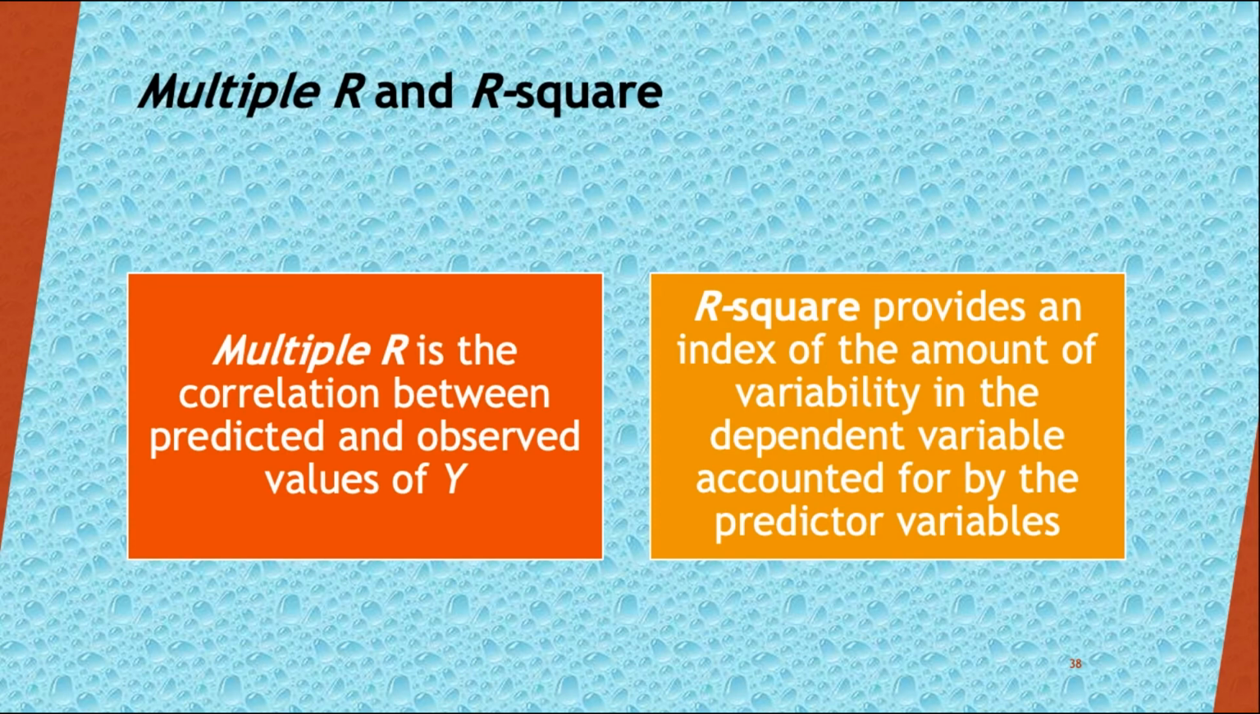There is a problem with R square because of sampling error. R square tends to overestimate the variance accounted for, especially with small samples. Adjusted R square compensates for this overestimation. You should use the adjusted R square as a measure of variance accounted for rather than the unadjusted R square.